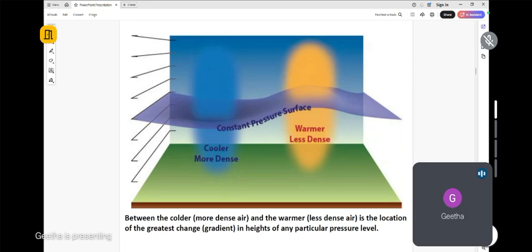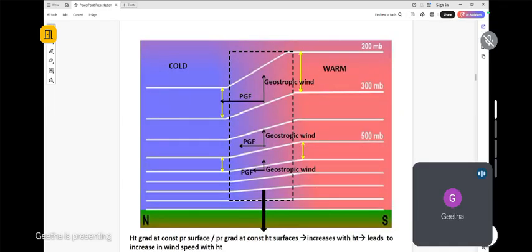Now you see, because of this strong pressure gradient, what is happening is that at the surface, at the interface between the cold and the warm air, there is not much difference in the height. But as you go up, the difference in the height between warm and the cold air keeps on increasing. So the difference in the height gradient between the two also increases with height.